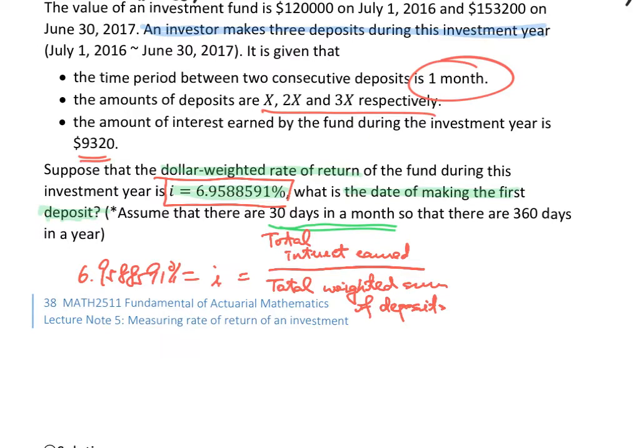Then here we are going to get the details one by one. First of all, for the numerator, which refers to the total amount of interest earned, this is something that you know already, so you can easily put in 9320. The only thing left is the denominator, which is the total weighted sum of the deposits.